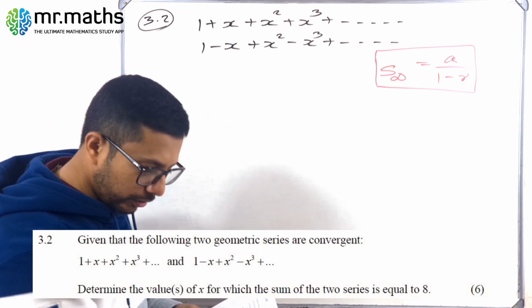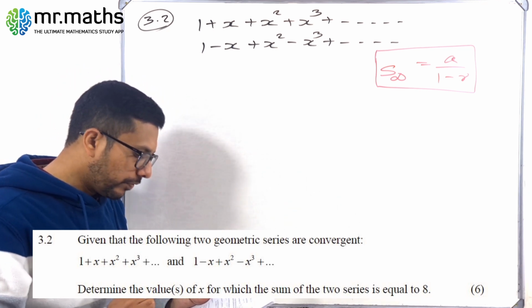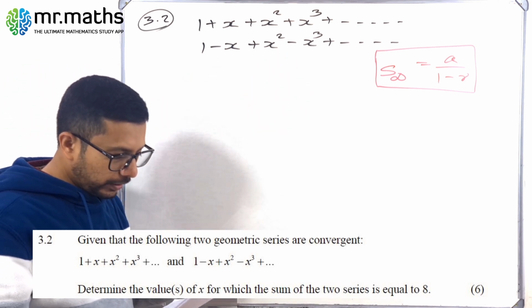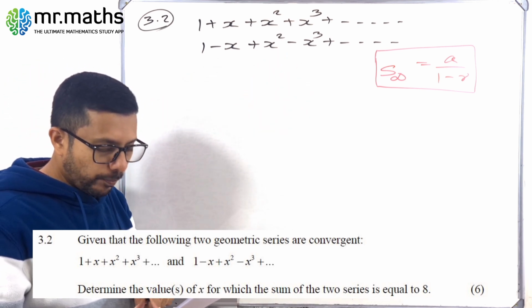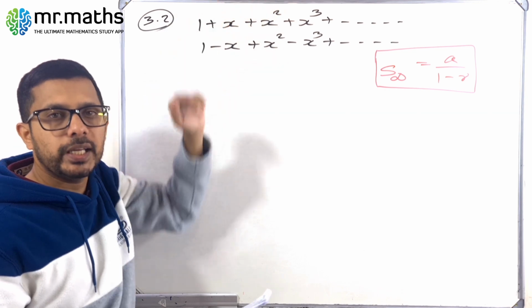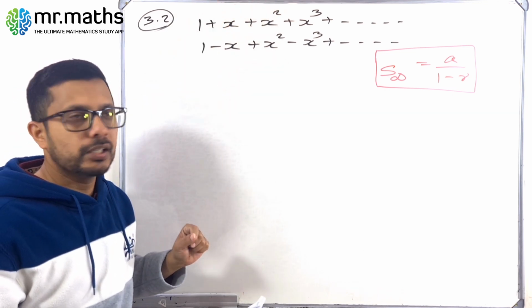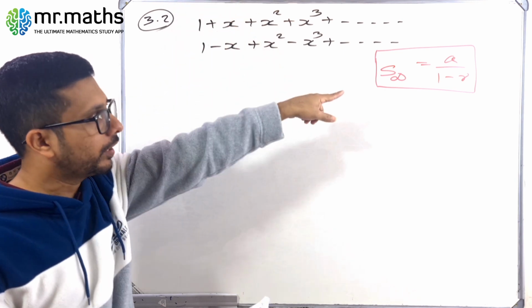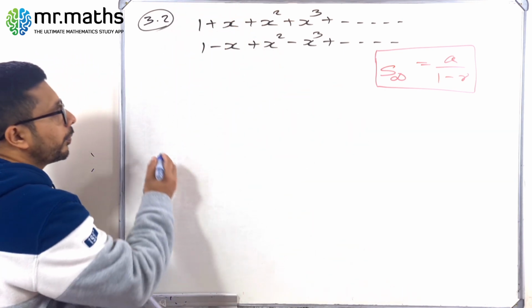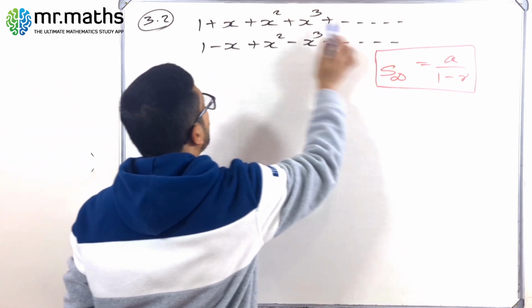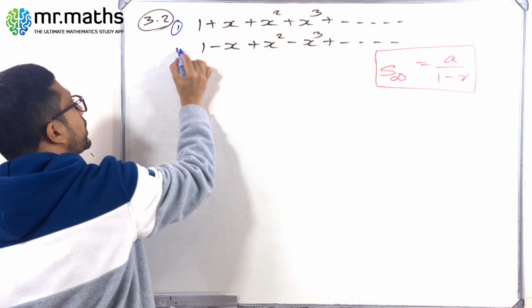Now look at the question once more. Determine the value of x. You have to find the value of this x for which the sum of the two series is equal to 8. The sum of these two series is equal to 8. Do you understand? So how can I find the sum to infinity? I can apply that formula, a divided by 1 minus r. I'm going to apply this formula to the first series. This is the first series and this is the second series.